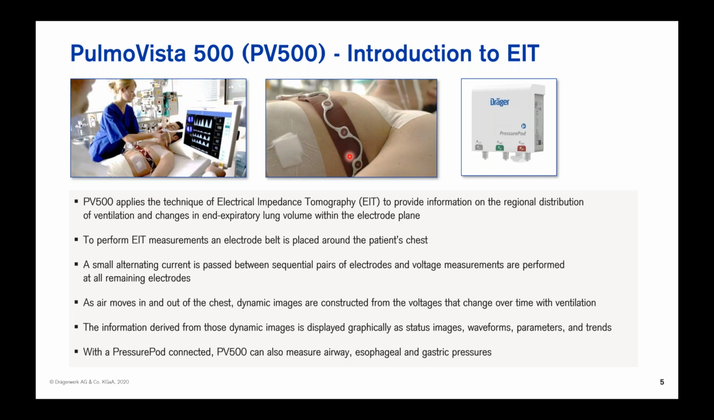The raw signals from the voltage measurements at the electrode pairs allow us to display and reconstruct cross-sectional images, waveforms, and parameters. And as we can use it continuously, we can also present trended data. When we connect the pressure pod, which is a means to collect airway pressure, esophageal pressure, and gastric pressure, we can also use the PulmoVista to display that pressure information on the same device and combine the EIT measurements with esophageal and transpulmonary pressure measurements.